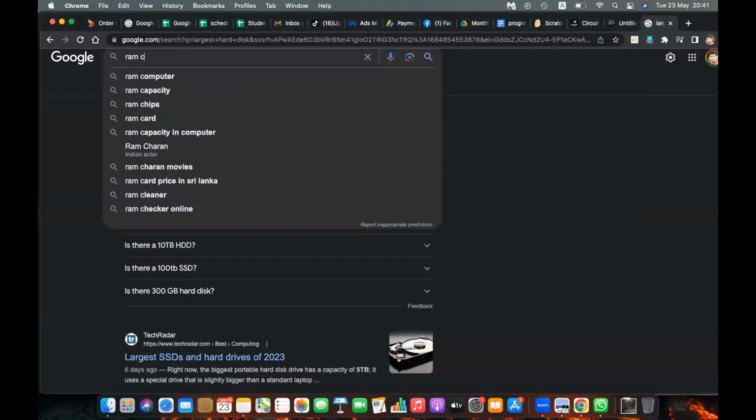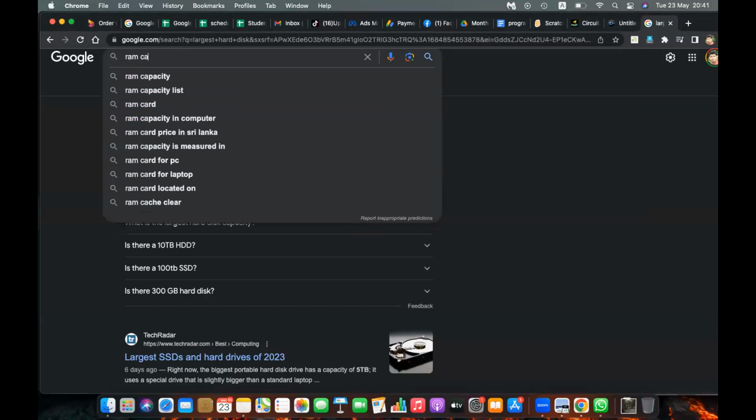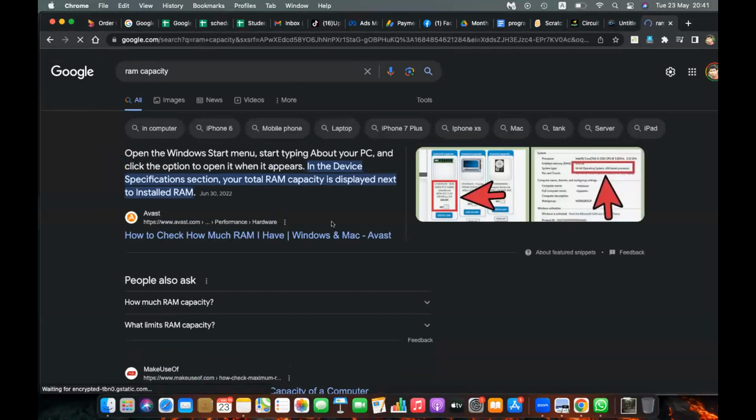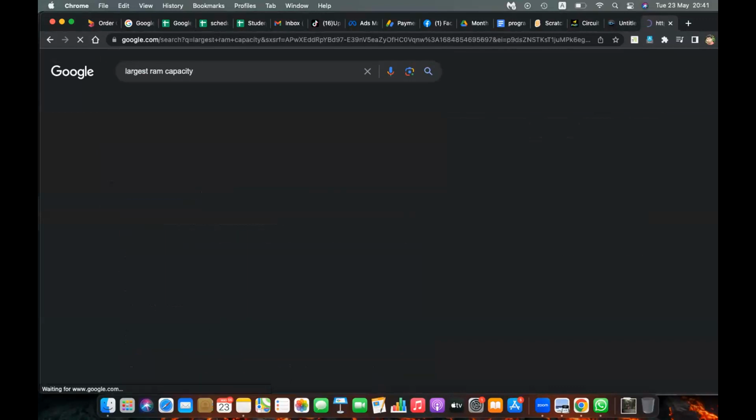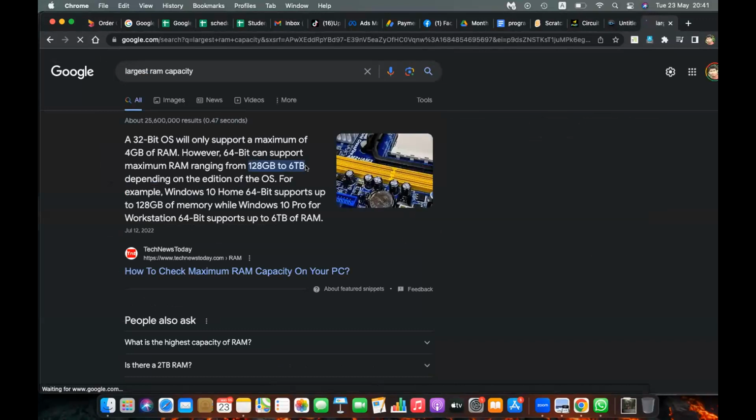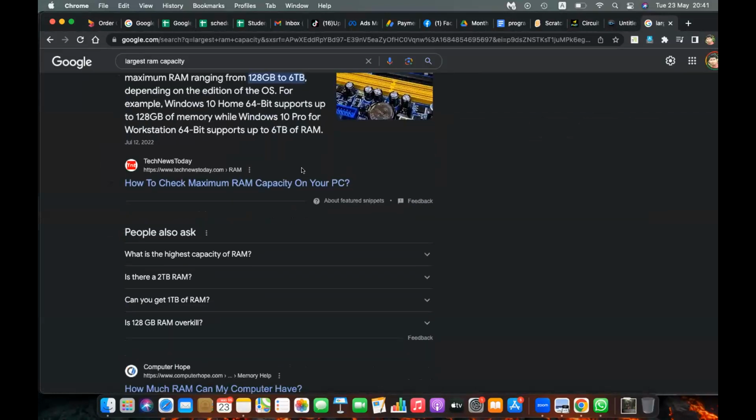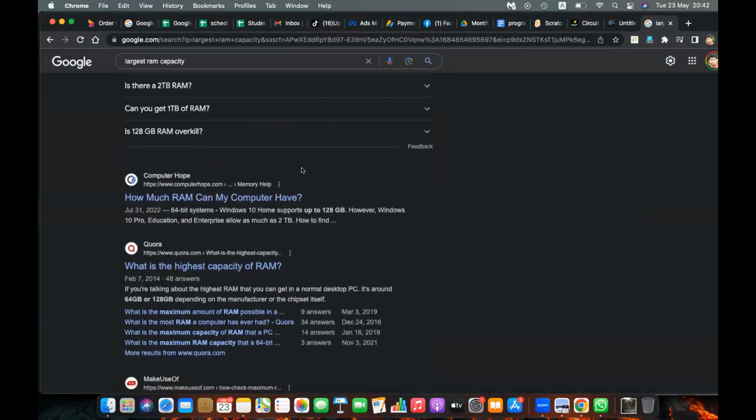RAM capacities, if you see, so this is typically the RAM capacity, or the largest RAM capacity if you search. Now the maximum RAM can support 128 GB to 6 TB, right? We don't have that terabyte in ordinary use, but enterprise edition RAMs are there, so that is very large scale now.